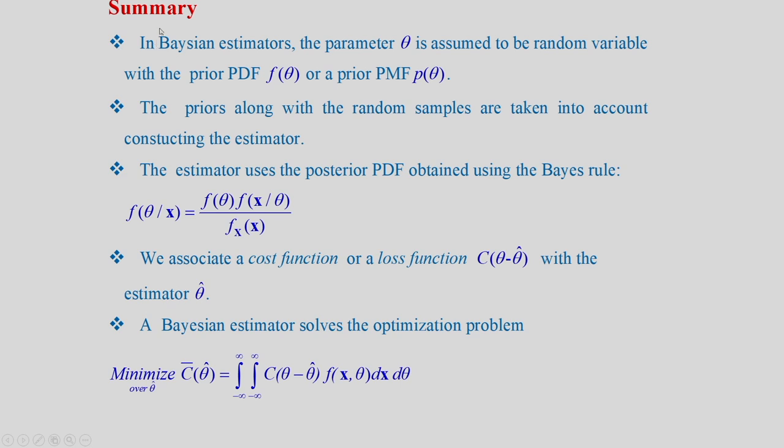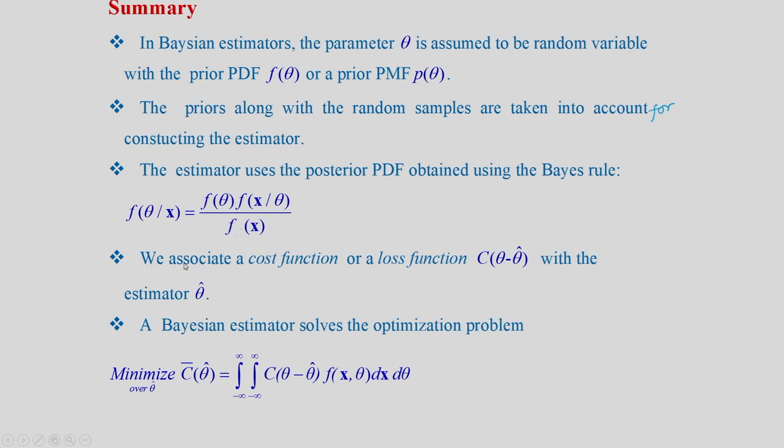Let us summarize the lecture. In Bayesian estimators, the parameter theta is assumed to be random with the prior PDF f of theta or a prior PMF p of theta. The priors along with the random samples are taken into account for constructing the estimator. So, we have to consider both the prior and the model of the random samples. The estimator uses the posterior PDF obtained using the Bayes rule, that is f of theta given x equal to f of theta into f of x given theta divided by f of x.